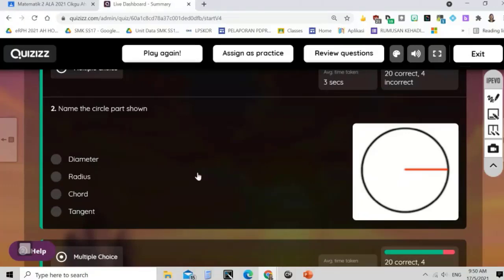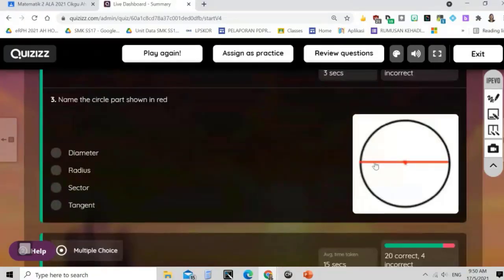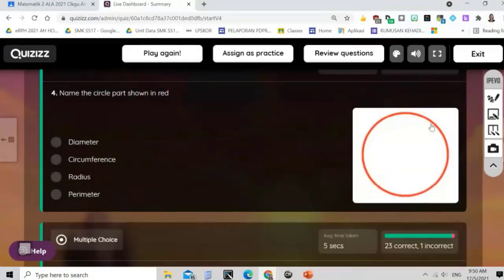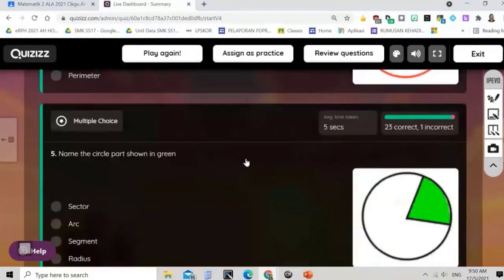Radius, yes. Okay. Number 3, the whole thing, the whole straight line. Diameter. Diameter, okay. Number 4, the red color one, outside. Circumference. Circumference, okay, good. Now tell me your answer.